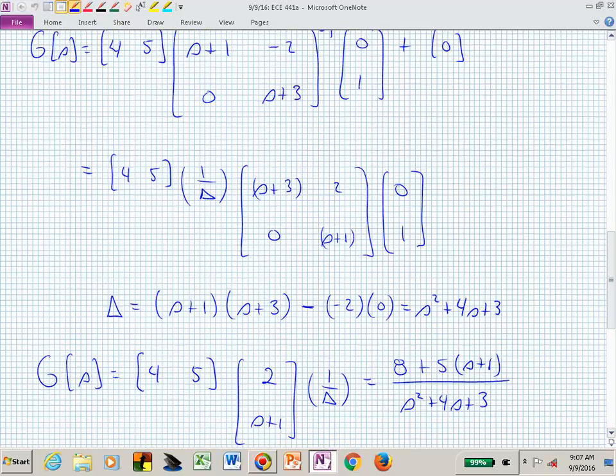Now that 1 over delta is a scalar. I can slide that wherever I want in this expression, and it might be easier to perform one of the multiplications versus another. I have two matrix multiplications. I have a row times a 2 by 2, and I have a 2 by 2 times a column. But if I look at the column, the B matrix, the input matrix, how many non-zero elements do I have? Or do I have any all zero rows in that column?